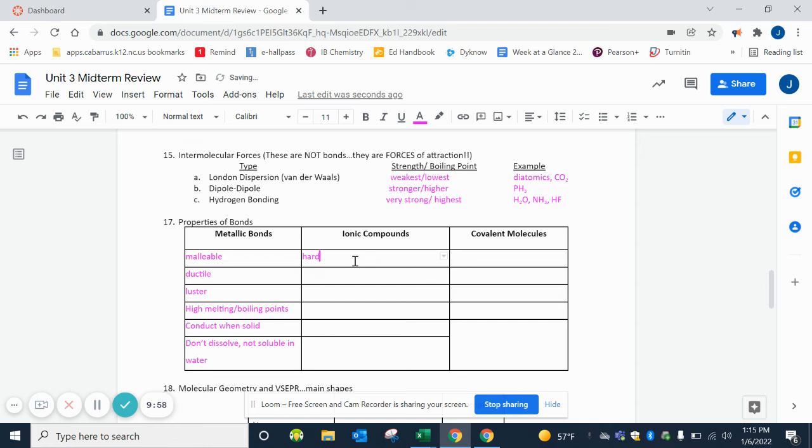Ionic compounds are hard, rigid, brittle. They have high melting and boiling points, and they will conduct when molten or dissolved. Remember, molten just means that it's a liquid. And they do dissolve. They are soluble.